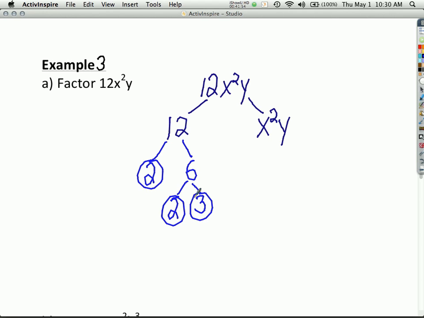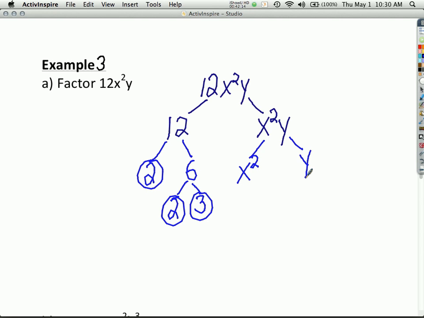Come over to the variables. If we have different variables, we want to split them, because actually x squared is a factor and y is a factor. So we split them. X squared was one factor of that expression, y is another.